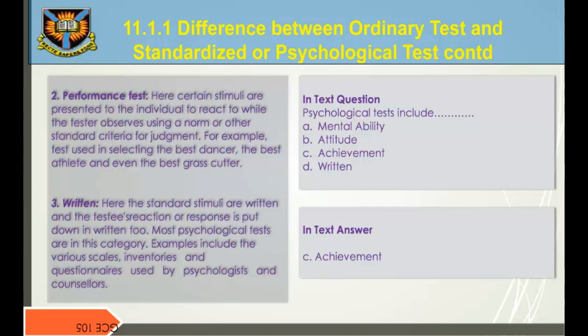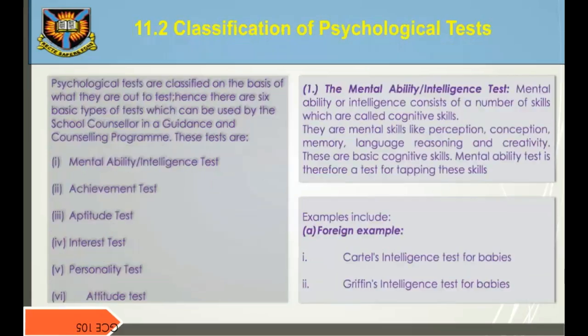3. Written. Here, the standard stimuli are written and the testee's reaction or response is put down in writing too. Most psychological tests are in this category. Examples include the various scales, inventories, and questionnaires used by psychologists and counselors.